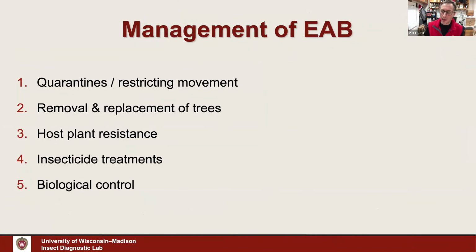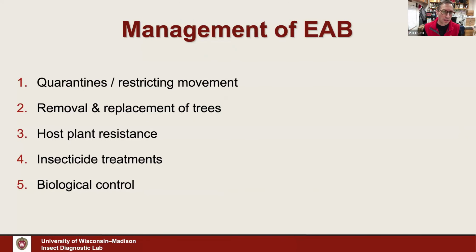Now let's switch gears and talk about management of EAB. There's a lot of different approaches. Some of these I'm just going to talk about briefly, like quarantines and restricting movements. Because EAB is so well established here, we're really not dealing with quarantines anymore for this insect, for example here in Wisconsin, because it's pretty widespread. One of the key aspects of quarantines was to help limit the spread of EAB to new areas. So that has kind of disappeared.